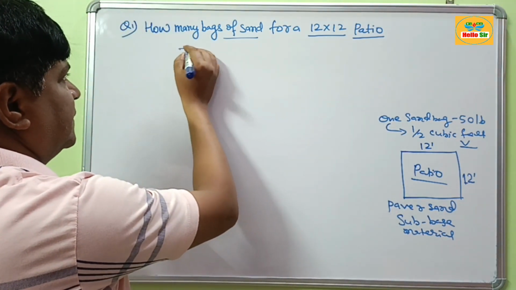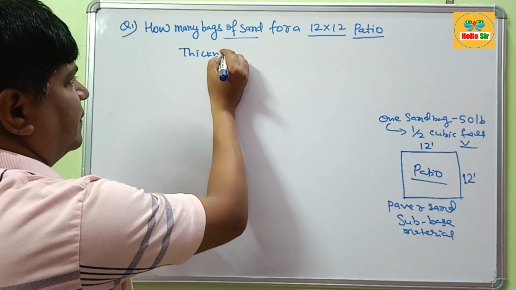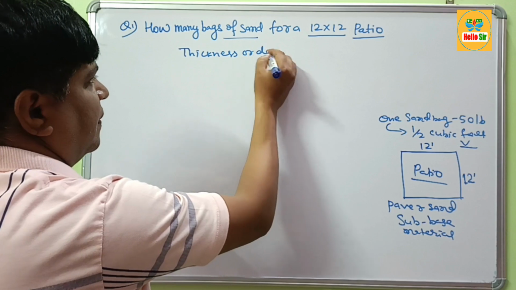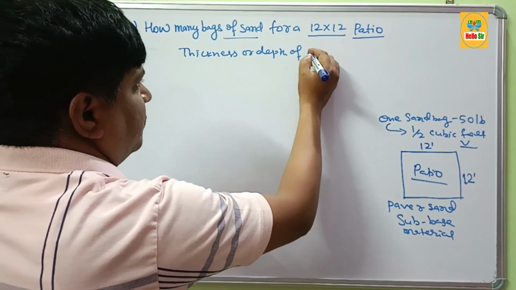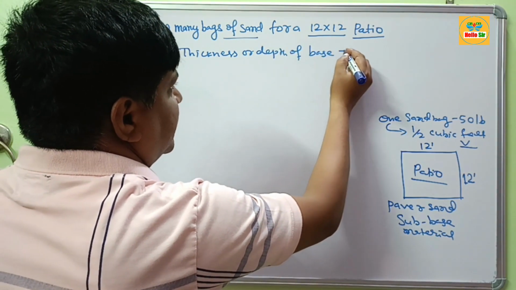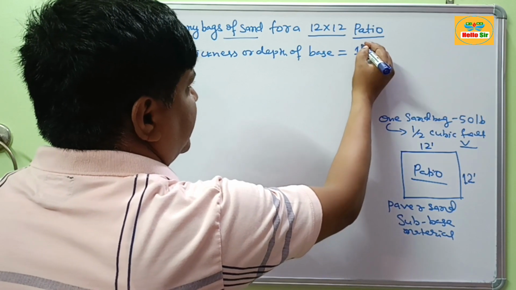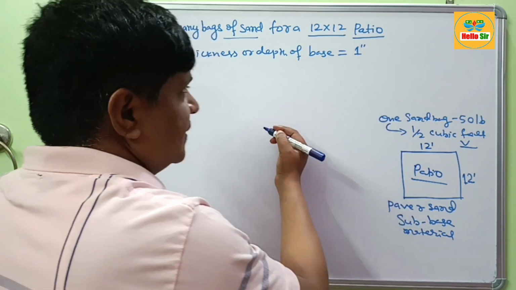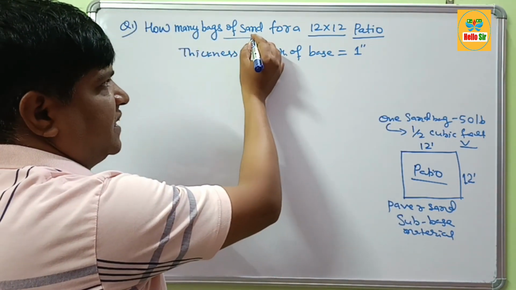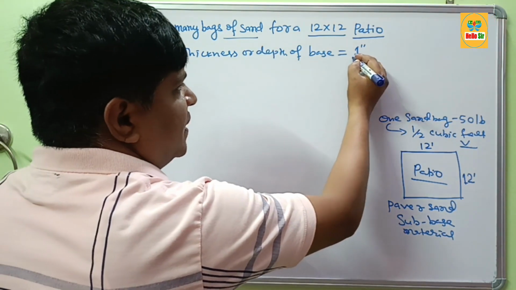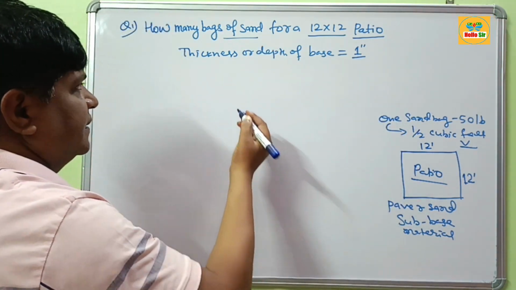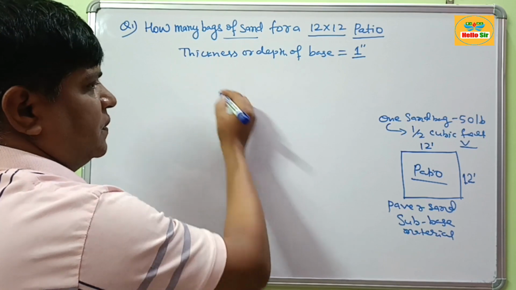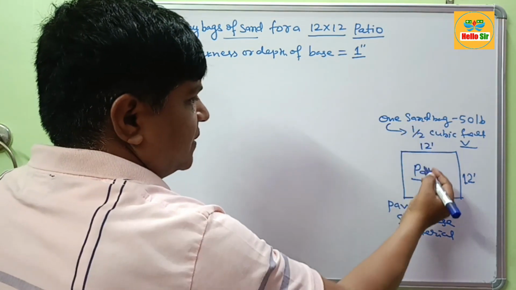The thickness or depth of the base is about 1 inch thick. It means you have to use the sand at a thickness of only 1 inch. Then you have to know the required amount of sand bags.